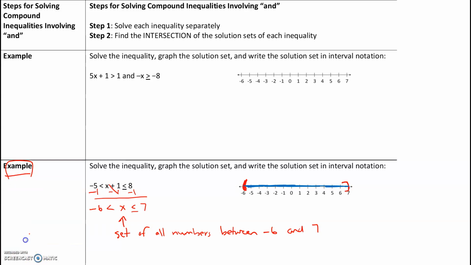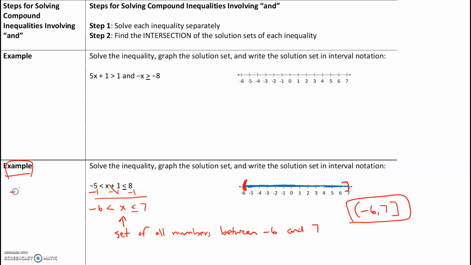So whenever x is sandwiched in between two numbers, we have a lower value, an upper value, and our solution set is all the numbers in between those two values. In interval notation, we have a parenthesis negative 6 and a bracket positive 7. I'm going to show you guys another way to look at this.